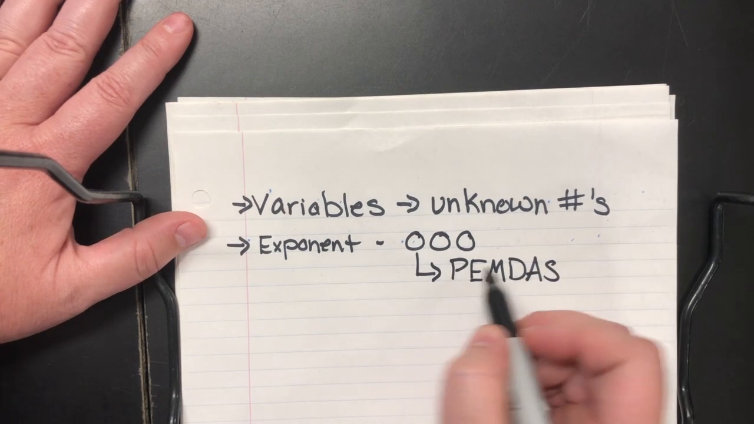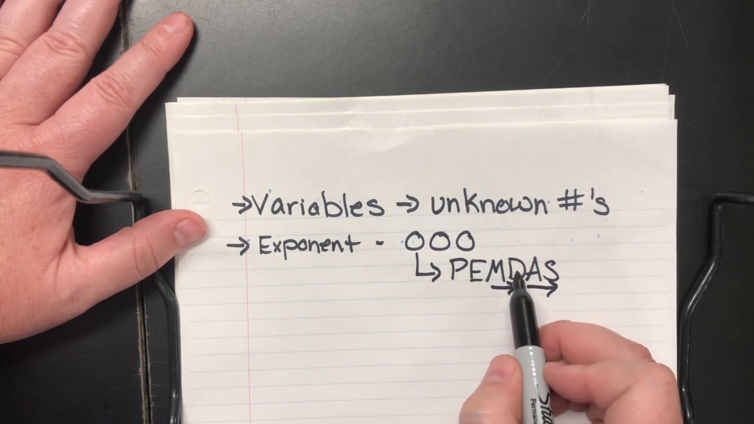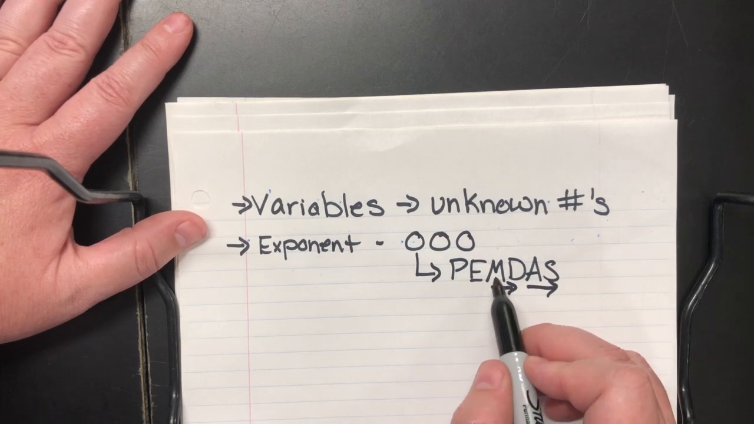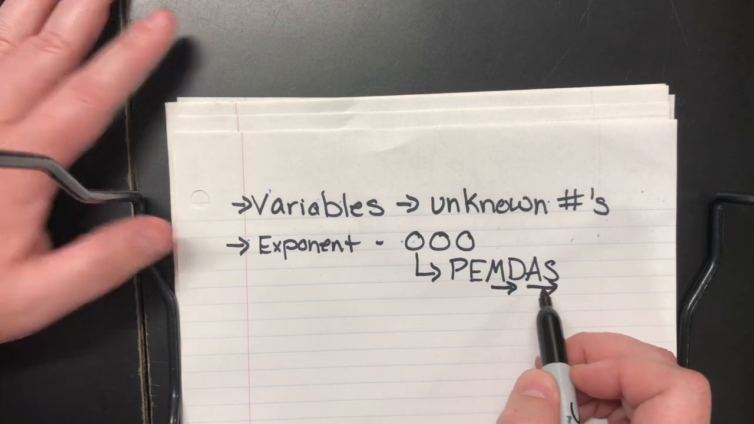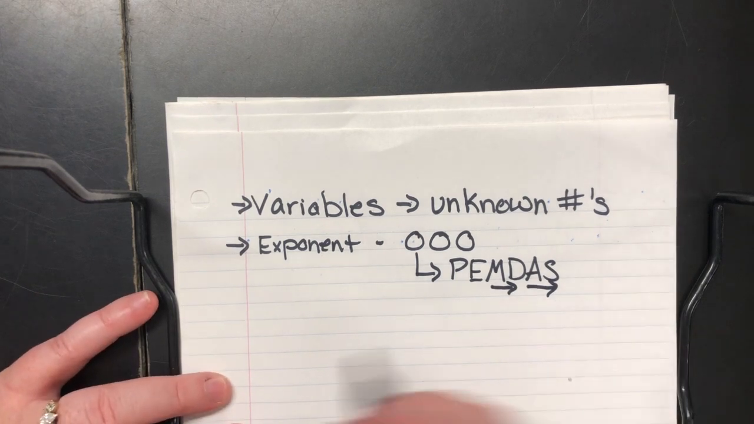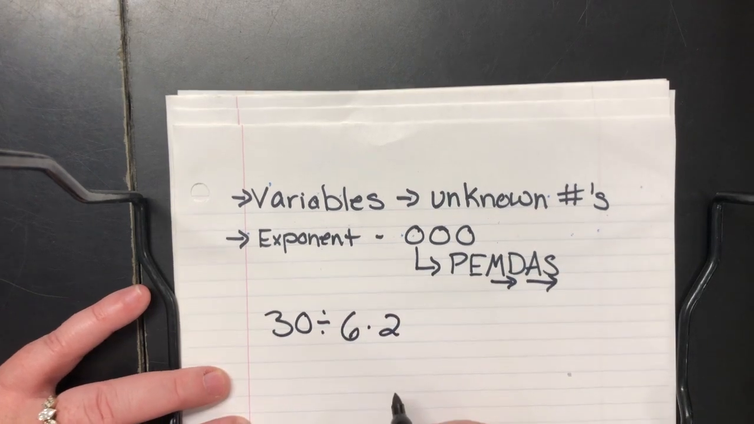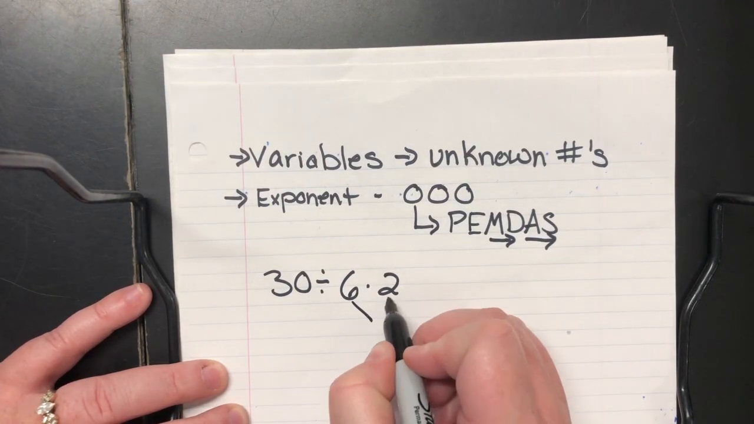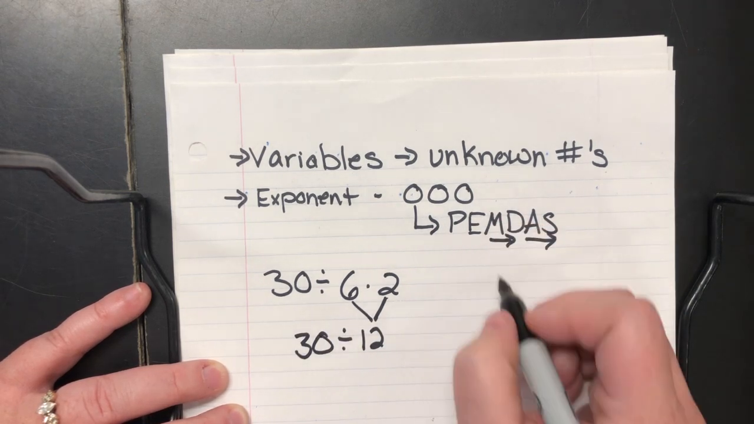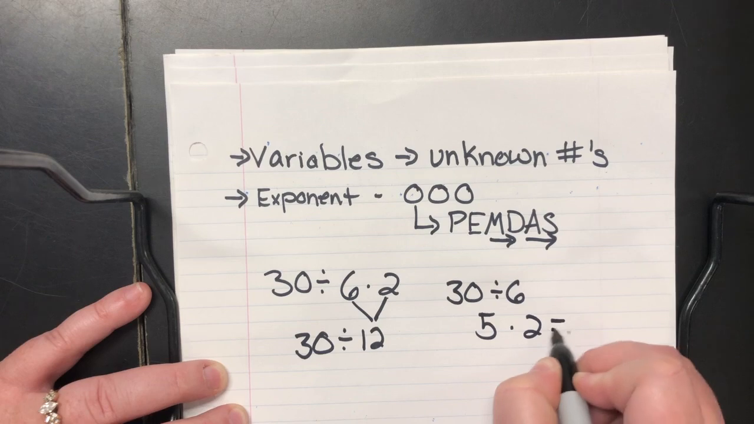Now, I don't know if you've done this in the past, but when you get to multiplication and division and adding and subtracting, that goes from left to right. You do not have to divide before multiplying. You do not have to add before you subtract. So if I were to give you this example, 30 divided by 6 times 2, you do not have to multiply first to get 12, then divide. You can actually do 30 divided by 6, which gives you 5, times 2, which gives you 10.